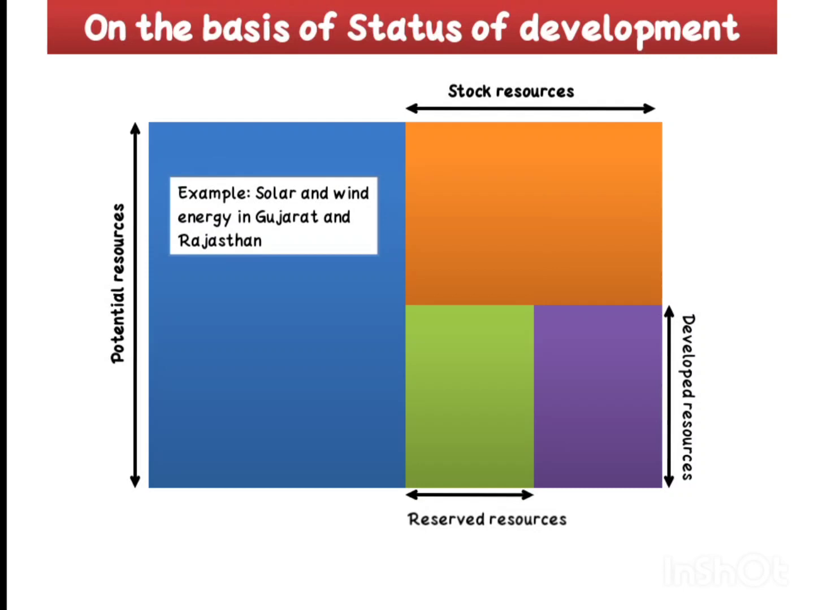So they are potential resources. Once the technology develops, they will be very helpful for us. And these two resources, solar and wind, will continue on the earth as long as the sun and the wind are present on earth. So this is a potential resource.